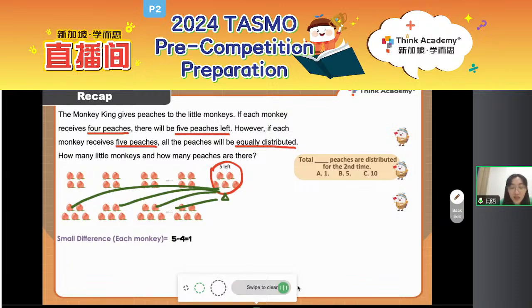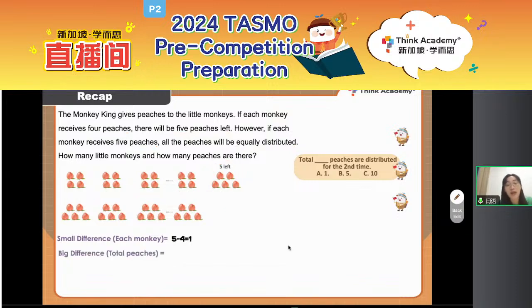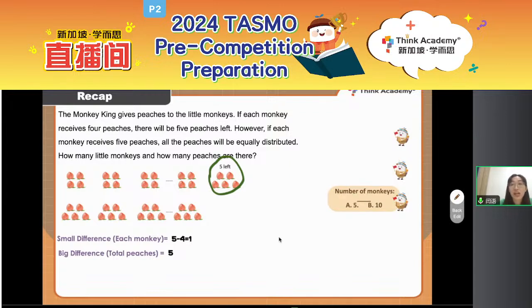So following this, if you compare the total peaches here, what is the extra part? The extra part is 5, right? You just compare. In the first case, we have 5 more. But in the second case, there is nothing left over. So we can get that the extra part is 5. Then following this, let's have a look. How can we figure out the number of monkeys?